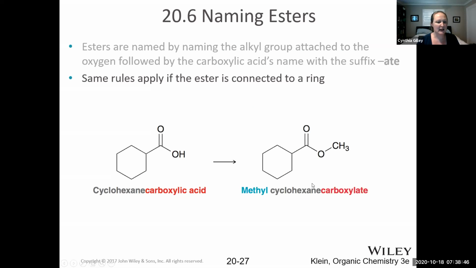The same rules apply if there is an alkyl group directly attached to the ester. Just think about how you would have named the carboxylic acid, in this case cyclohexane carboxylic acid. And because it's an ester, we're going to drop the carboxylic acid and add the term carboxylate. And don't forget the methyl, which is like a substituent of the carboxylic acid derivative. So it goes in front. So it becomes methyl cyclohexane carboxylate.